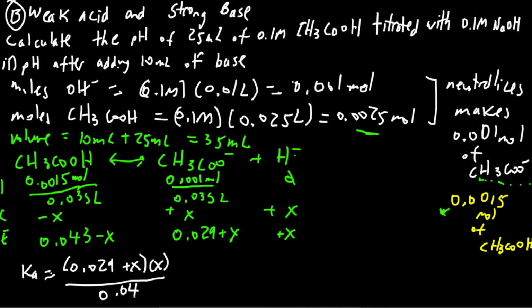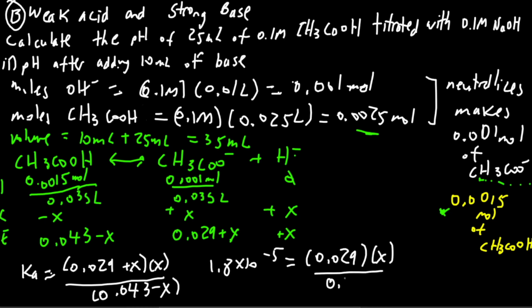0.043 minus x. You can ignore the change, and by doing that, you're going to get 1.8 times 10 to the negative 5 equals 0.029 times x over 0.043. So I ignore the change for both, and from here you're going to get x equals 2.66 times 10 to the negative 5. And plugging this into our pH equation, so pH equals negative log H plus, when you're finished, you're going to get pH equals 4.57.